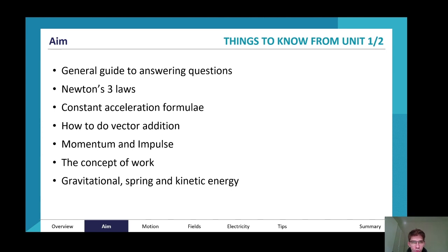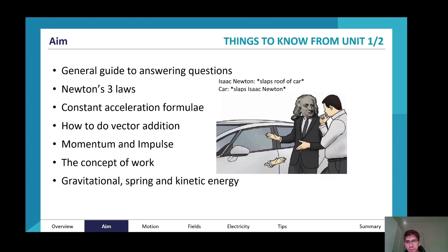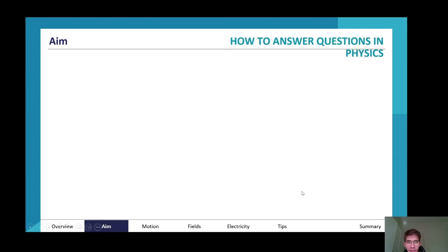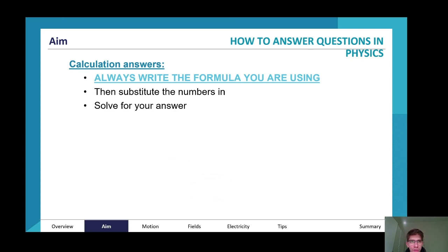We are going to cover Newton's three laws, something that you should know from year 11, if not earlier. We're going to talk about constant acceleration formulas, how to do vector addition, momentum and impulse, the concept of work, gravitational, spring, and kinetic energy as well. And keep in mind, there might be memes in this slide deck. So this is essentially referring to Newton's third law, but we're going to cover that shortly.